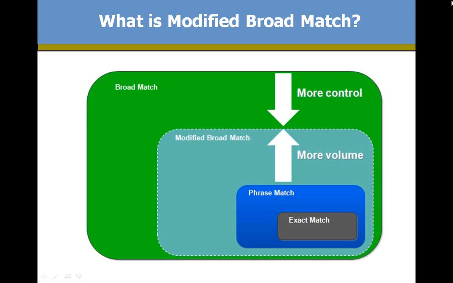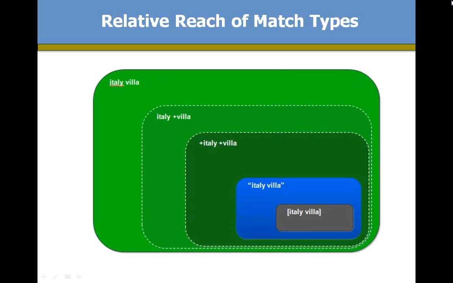To reiterate, it offers greater reach than your phrase and exact matches, but more control than the now expanded broad match. Let's give you a couple of examples of how this works. This chart reinforces the relative reach of the different keywords. It ranges from the expanded broad match, Italy Villa, as the largest ring, to the exact match, Italy Villa, the smallest ring.